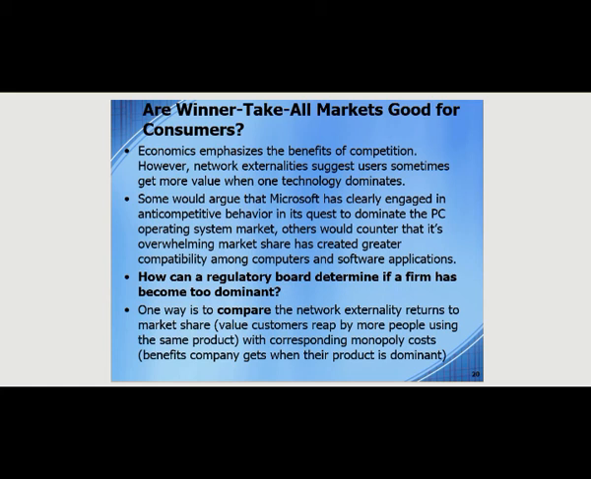Some would agree that Microsoft has clearly engaged in anti-competitive behavior in its quest to dominate the PC operating system market. Others would counter that its overwhelming market share has created greater compatibility among computers and software applications. How can a regulatory board determine if a firm has become too dominant? One way is to compare the network externalities return to market share, the value customers reap by more people using the same product, with corresponding monopoly costs, which are the benefits a company gets when its product is dominant.